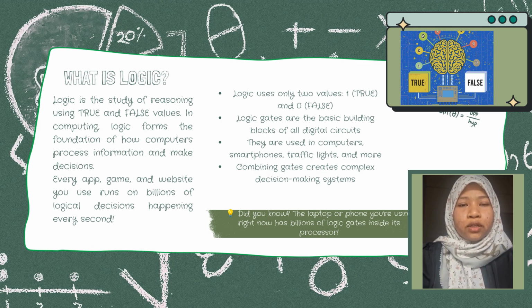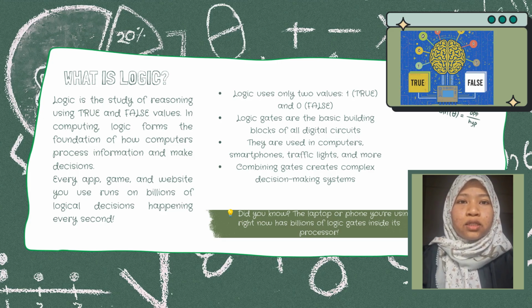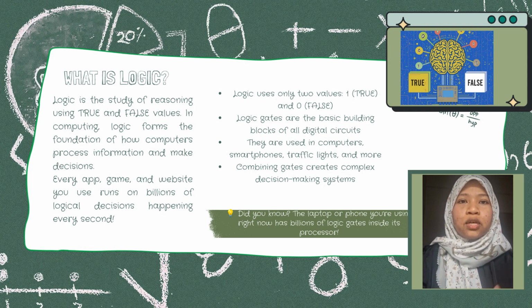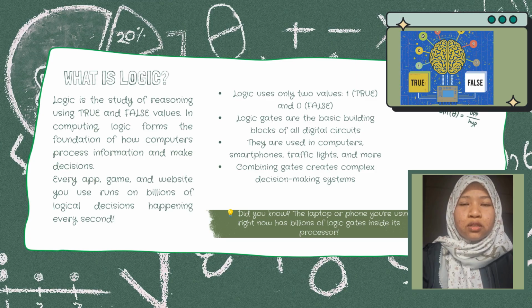By combining different gates together, we can build complex decision-making systems from a simple calculator to a smartphone to an entire AI system. This concept was actually introduced by a mathematician named George Boole, and that's why the math behind logic is called Boolean algebra. Every app, every game, every website that you use runs on billions of these logical decisions happening every single second inside your device. That's the power of logic.